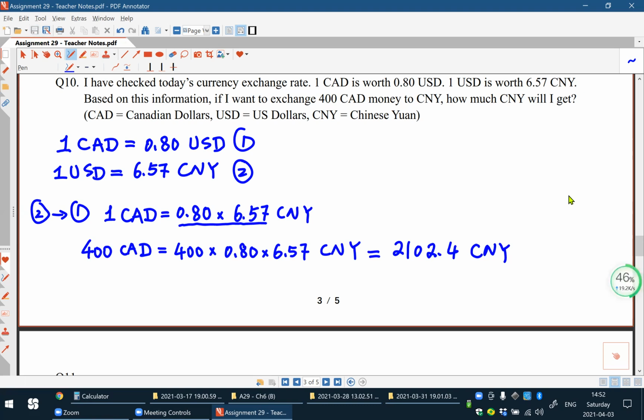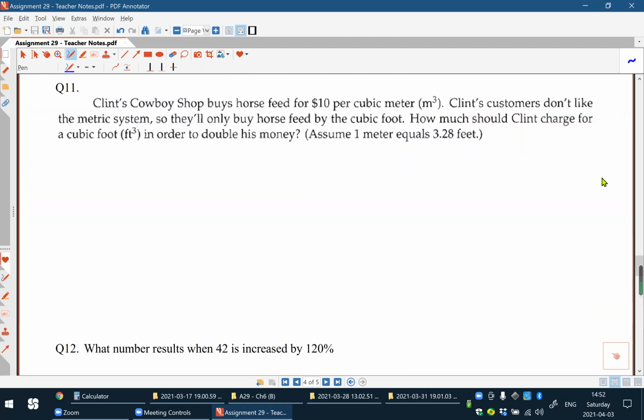Okay, have a look at this. Any questions? No? Okay, let's see the next one. Clean's Cowboy Shop buys horse feed for $10 per cubic meter. Clean's customers do not like the metric system, so they'll only buy horse feed by the cubic foot. How much should Clean charge for a cubic foot in order to double his money? Assume 1 meter equals 3.28 feet.